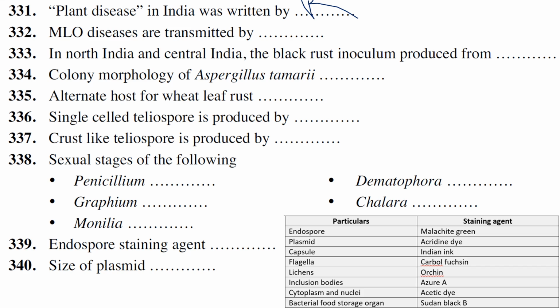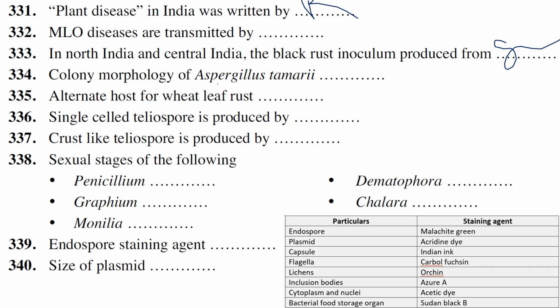In North India and Central India, where is the inoculum of black rust of wheat actually produced? The inoculum for black rust of wheat is generally produced in South India. It is believed to be the Nilgiri Hills. Not exactly, but it is believed to be South India.